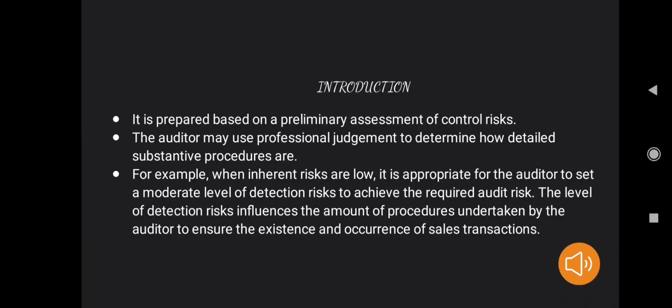The second one, the auditor may use professional judgment to determine how detailed substantive procedures are. For example, when inherent risks are low, it is appropriate for the auditor to set a moderate level of detection risk to achieve the required audit risk. The level of detection risk influences the amount of procedures undertaken by the auditor to ensure the existence and occurrence of sales transactions. And normally the auditor will perform more than the minimum level of testing.